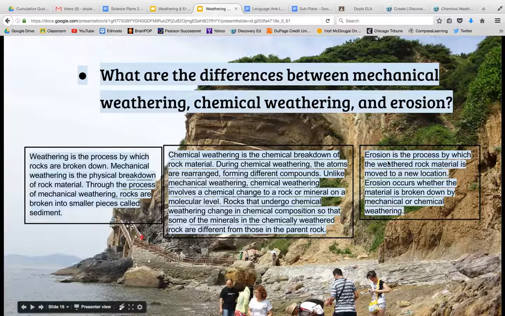And erosion, we've talked about, is the process by which weathered rock materials move to a new location. Now, all three of these things work together. It's mechanical weathering, chemical weathering, erosion. They all kind of are happening simultaneously.